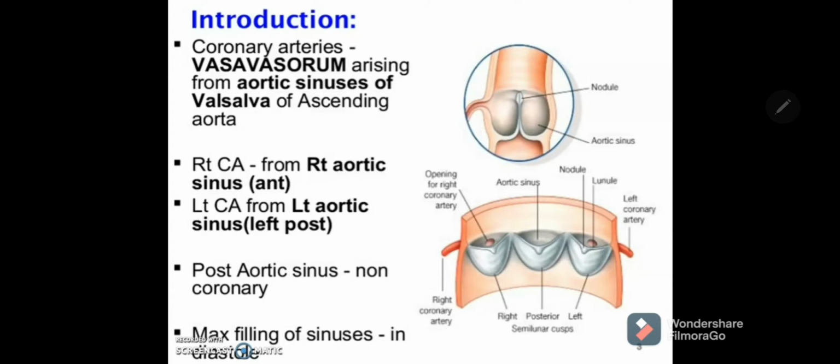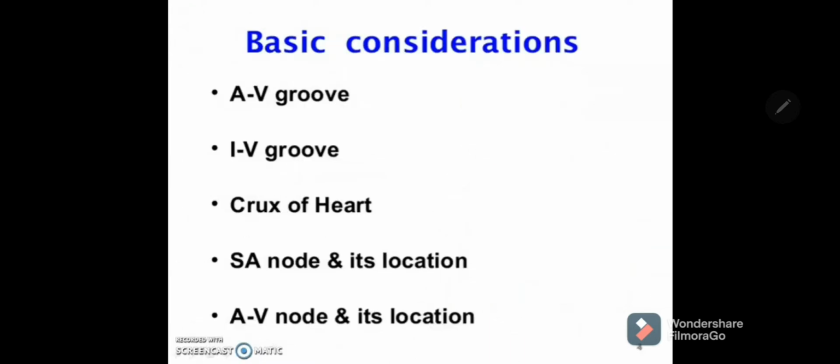First, the coronary arteries are nothing but vasa vasorum arising from the aortic sinus of the ascending aorta. As blood vessels have three layers from inside to outside, tunica intima, media and adventitia, the heart has endocardium, myocardium and epicardium. Heart is nothing but a blood vessel, and coronary arteries are medium sized arteries and they receive the blood supply during diastole. Right coronary artery comes from the right aortic sinus, left comes from the left aortic sinus.